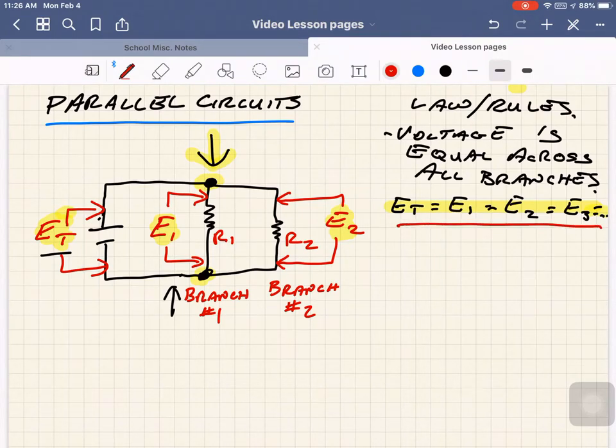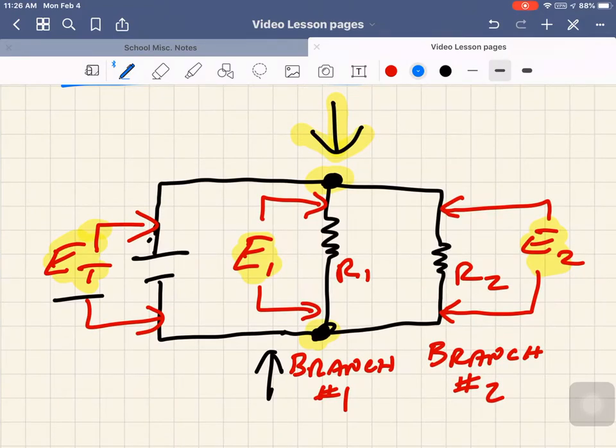So let's talk about the next thing. Let's take a look at current. Okay, zoom that in a little bit. All right, so we have, let's look at the current in each branch.